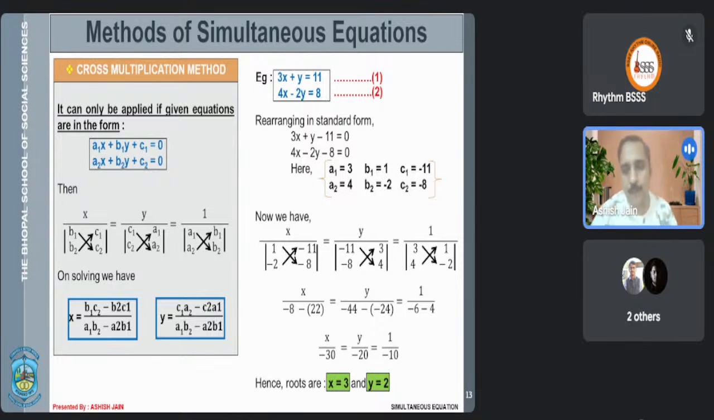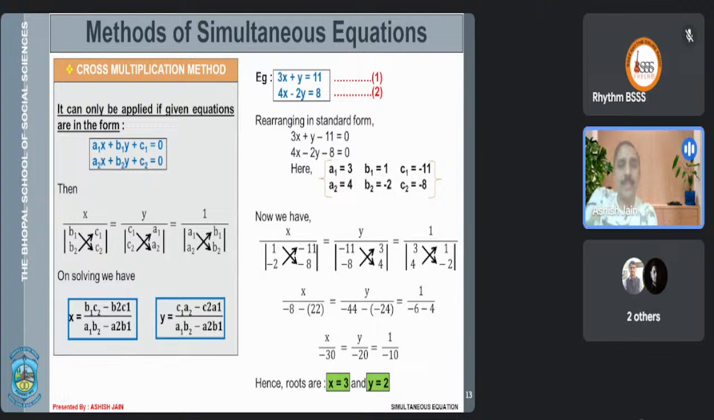क्लियर? Now just for our remembrance, हमने लिख दिया the value of a1 here, that means the coefficient of x. a1 की वैल्यू 3, a2 is 4, b1 is 1, b2 is minus 2. We have to consider the sign as well. C1 is minus 11 and C2 is minus 8. You can write it in rough somewhere so that you remember what are the coefficients.